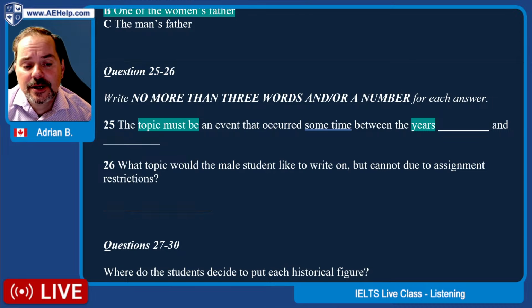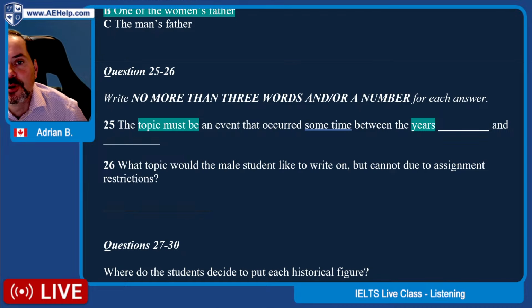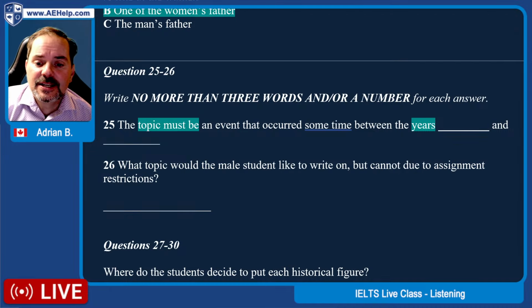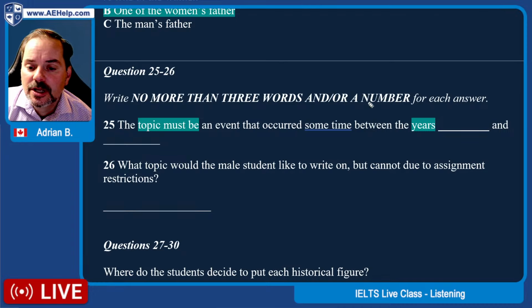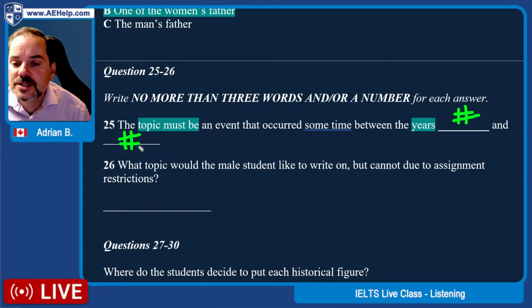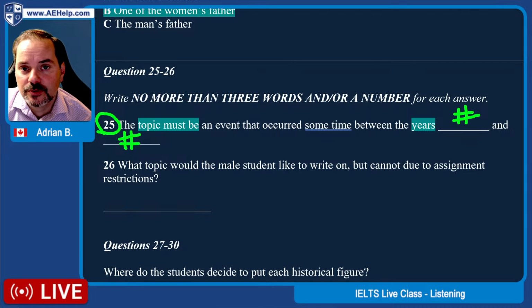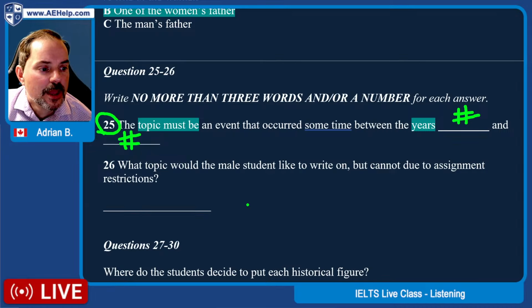Okay. Then we had the next question. They talked about what the actual project is. So they need to create this poster about some famous historical event. And that event had to occur between 2 years. Now here, when you see the years, you know that you're listening for some numbers. What were those numbers? If you're doing the paper-based exam, not the computer-based, then you have to put both numbers onto the line for 25. Okay. And many of you got that.